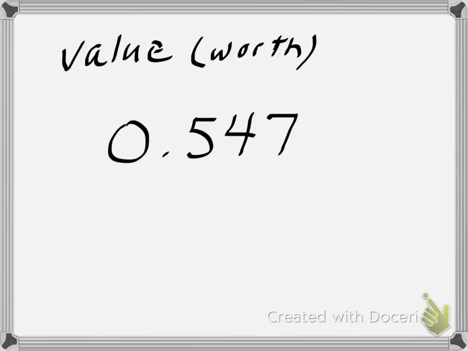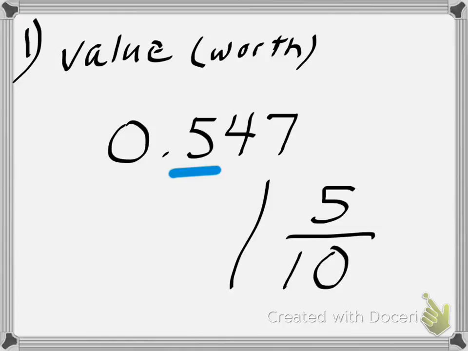Our first problem that we have is find the value. Value means, of course, it's worth of the 5 here in this problem. That 5 is in the tenths place, so that 5 is worth 5 tenths. So 5 over 10, or 5 tenths.